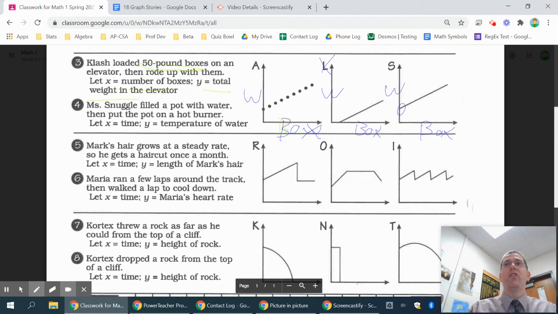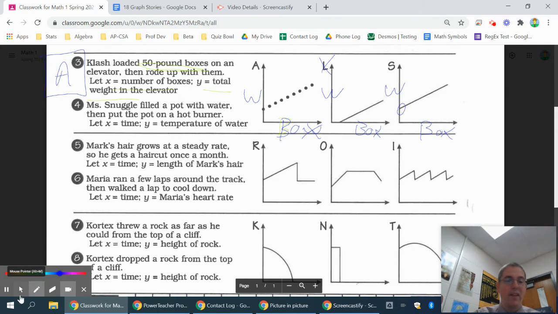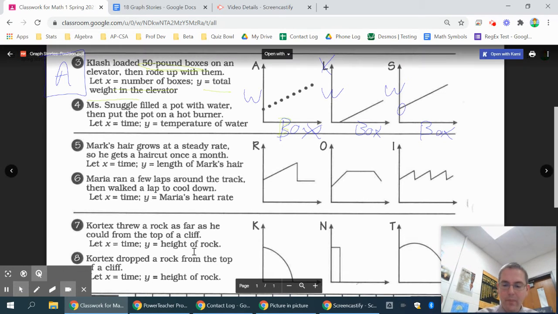This would be something changing gradually, like the temperature of water as you boil it would gradually increase. So that would be more like S. But this would be your boxes. So the number 3 answer should be A, because every time you add a box, it kind of jumps up, and that's why you have the separate dots. The fancy word for that is it's a discrete problem. We're going to look at number 8.